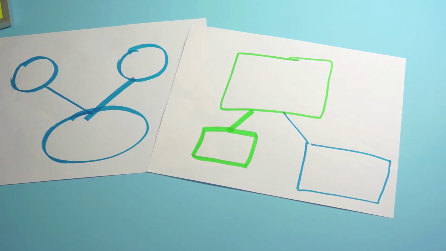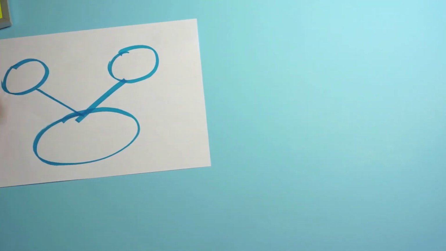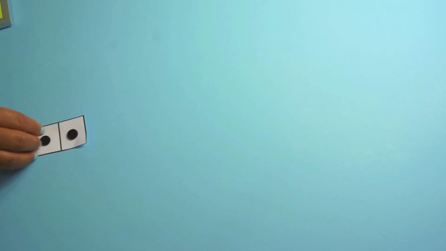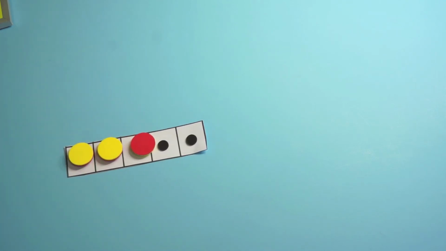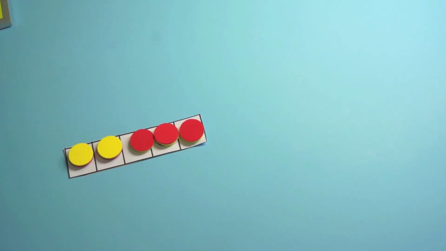There are two other types of kindergarten stories. One is called a part whole story. And so you might use a 5-frame, and you might use colors for that. So you might say, Susie has 2 yellow buttons and Susie has 3 red buttons. How many does she have all together? That would be a part whole story. And I use the 5-frame. It helps kids to see exactly what they're doing. And then the fourth type of kindergarten story is how many ways.